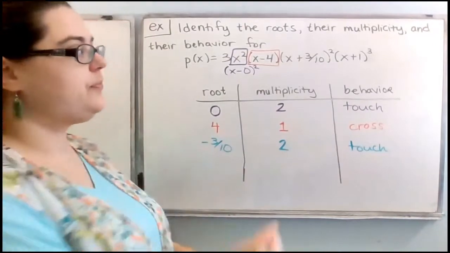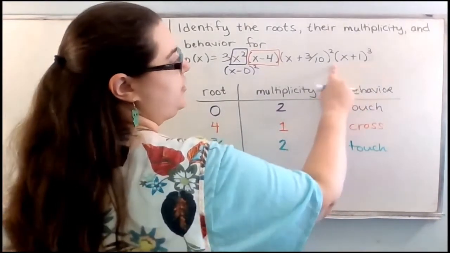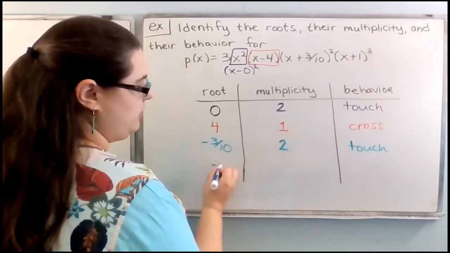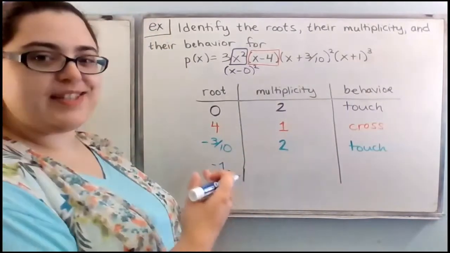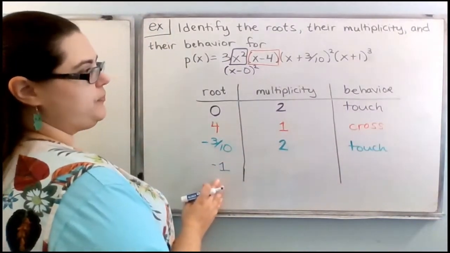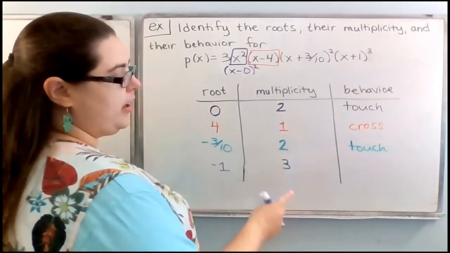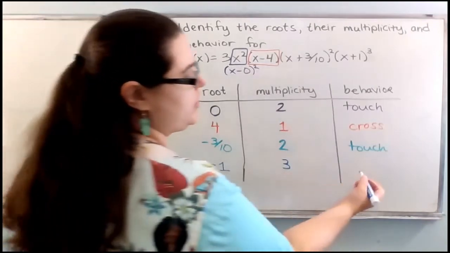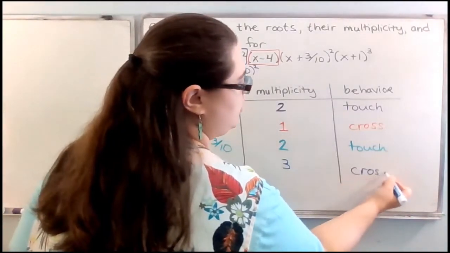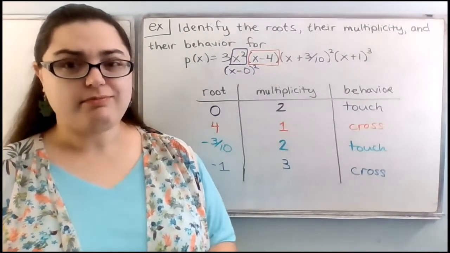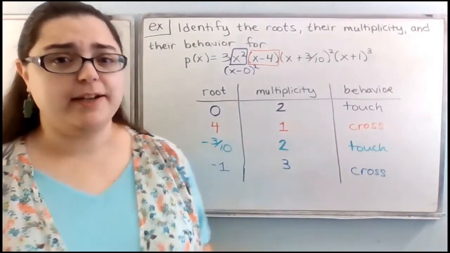And lastly, for this factor, we have x plus 1. So that means r is going to be negative 1 because our factors are set up as x minus r, so we change our sign. The exponent here is a 3. And because 3 is odd, that means we're going to cross at the x-intercept. So that's it for our multiplicity.